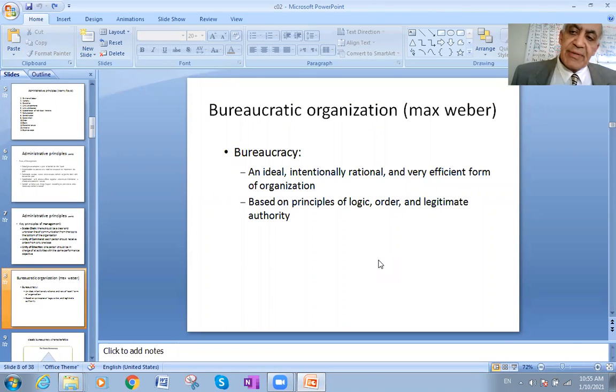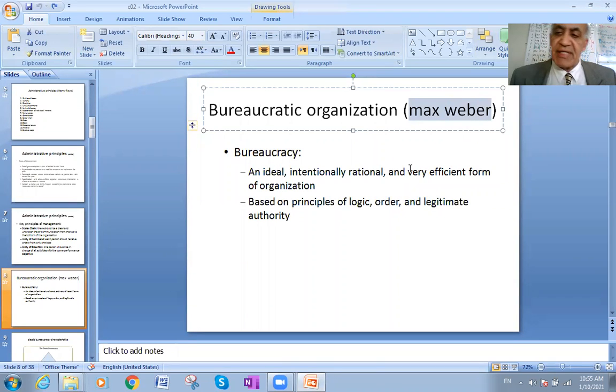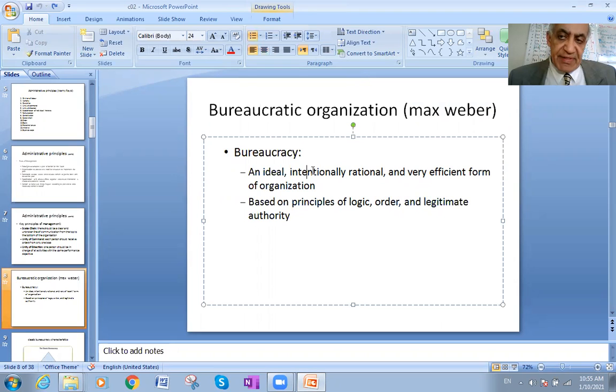Now the time comes to the third scientist, very important in the classical school, Max Weber. He was a German social scientist, but he put for us some norms as a benchmark in the management schools. We get benefits from what he wrote. He had a very important model called bureaucracy. What is bureaucracy? An ideal, intentionally rational, and very efficient form of organization. He based the model on rules.